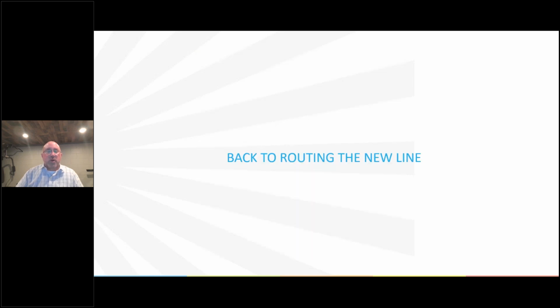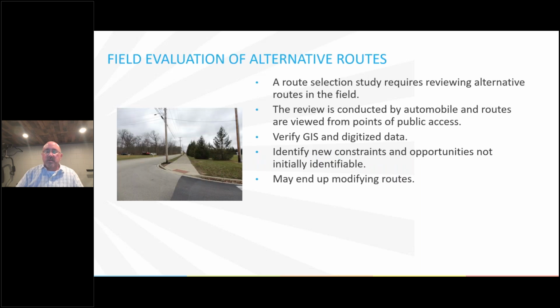So back to routing the new line. So we have our alternative routes. Route selection study requires reviewing alternative routes in the field. Features observed in the field are correlated to information shown on a laptop computer or on paper maps displaying aerial photography and GIS data.